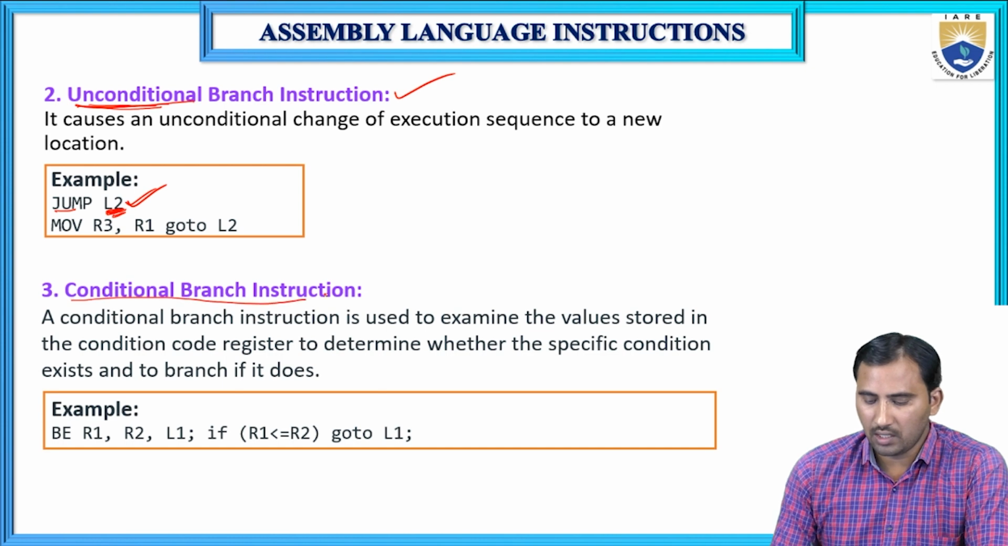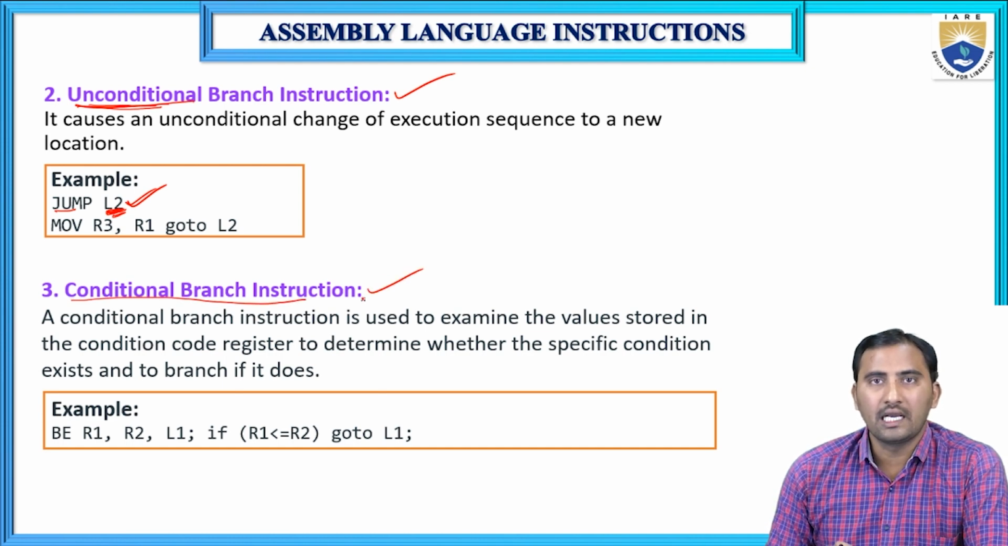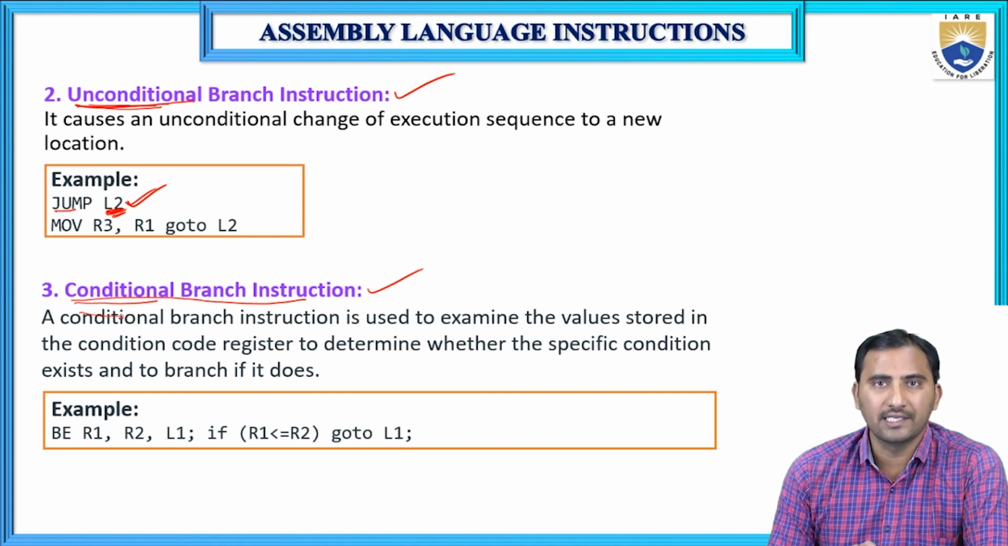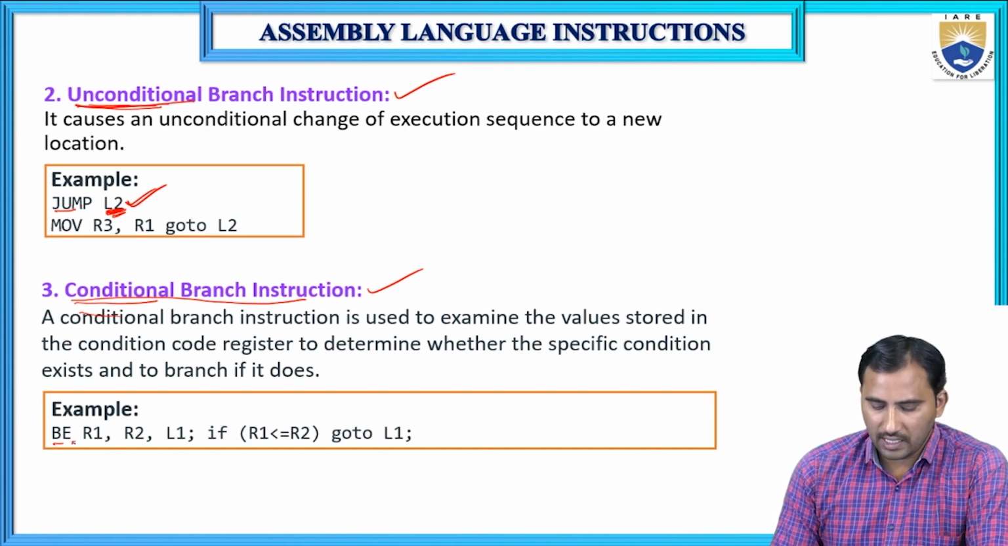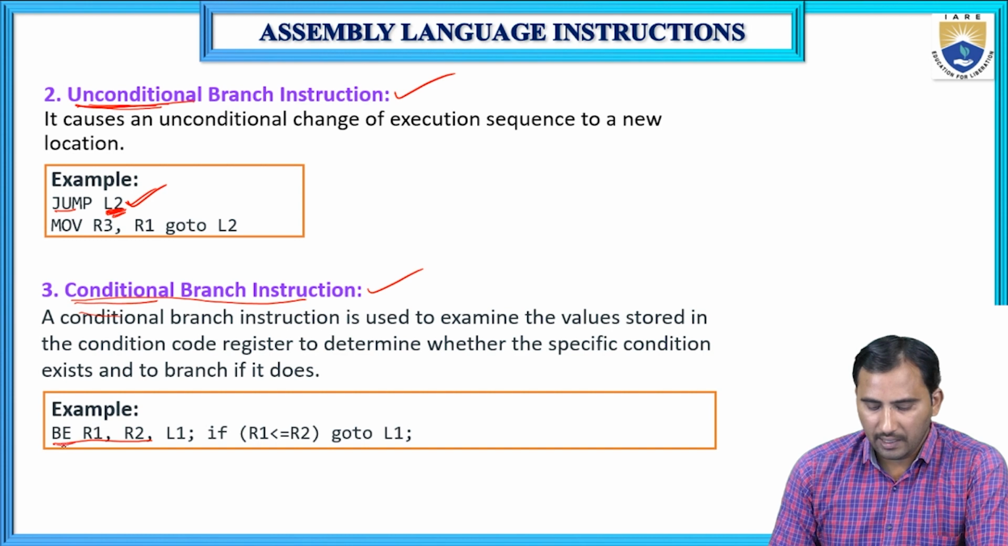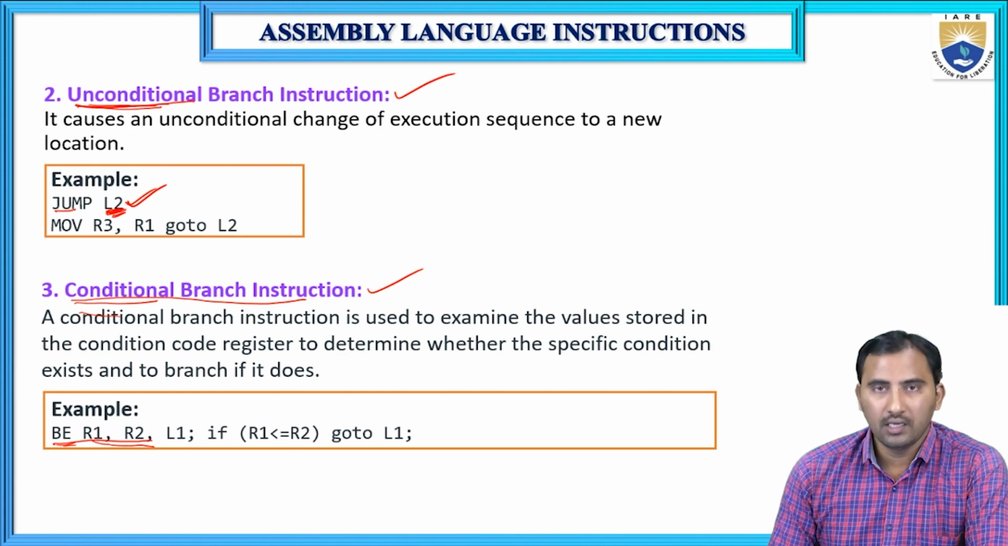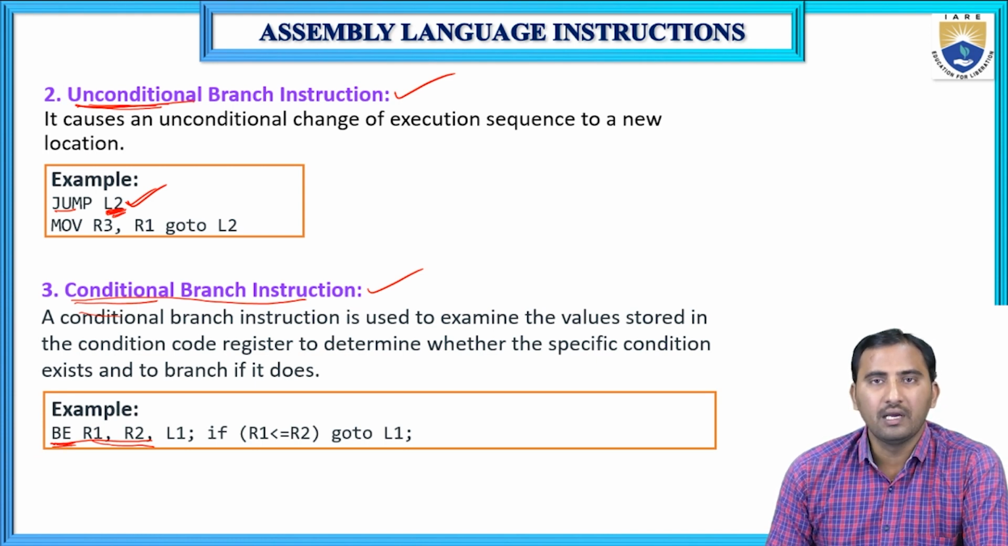And coming to the third one, conditional. Conditional means we are checking the condition. If the condition is satisfied, then the program control will be transferred to a new address which is specified in the address field of the instruction. Suppose you consider an instruction BE R1, R2. What is the meaning of BE? BE means jump if below or equal.